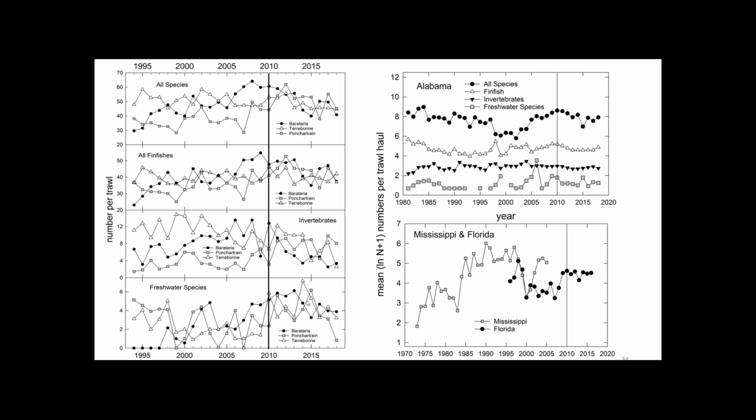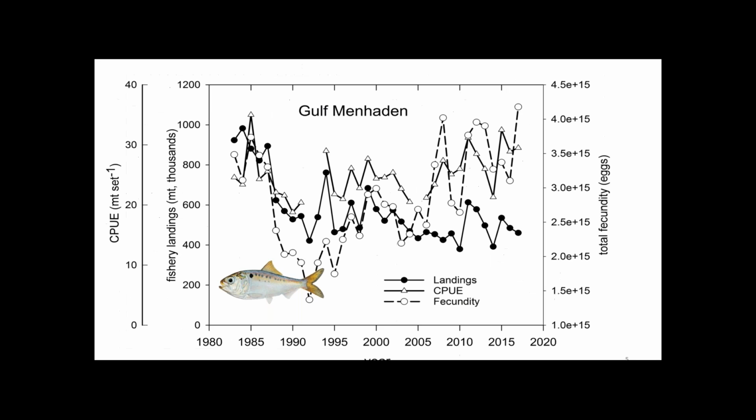The freshwater species have increased, and that's a consequence of the long-term patterns of freshwater discharge into some of these areas. In terms of Alabama, Mississippi, and Florida, really no impacts of the Deepwater Horizon that are obvious.